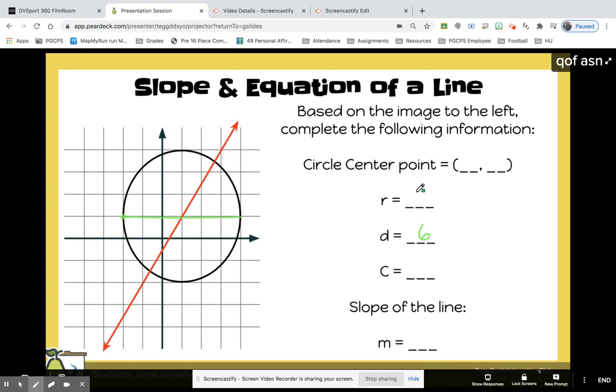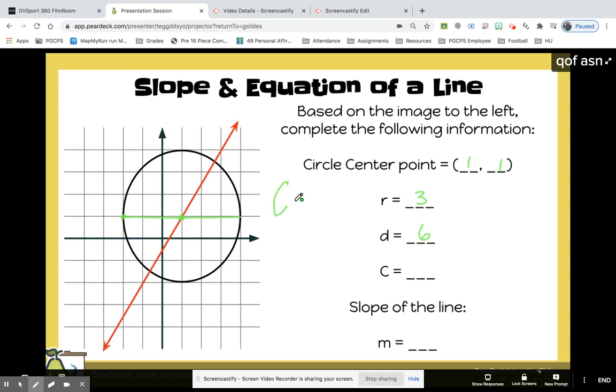Well, half of that will be 3. So then I go to the circle circumference again and go 1, 2, 3. Now that's my circle's center. My circle center is now at 1, comma 1. And I have all the information I need to calculate the slope of the line and the circumference.